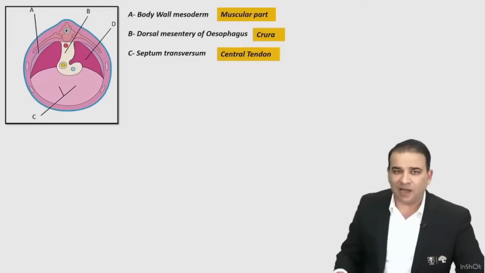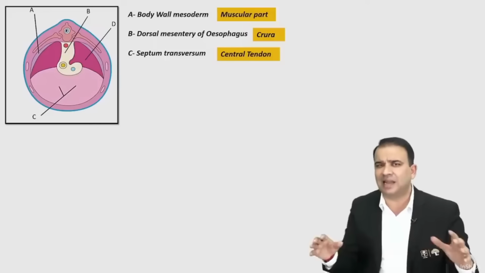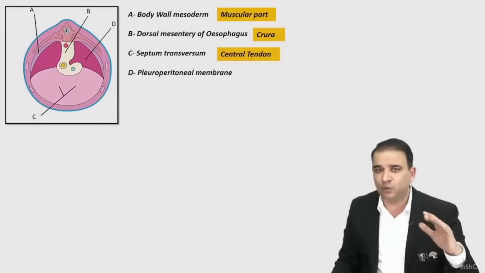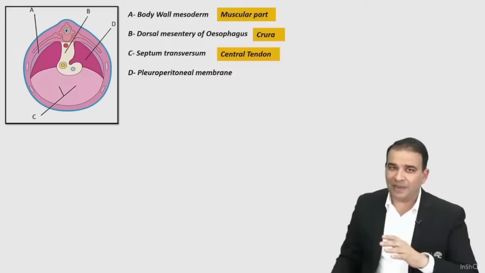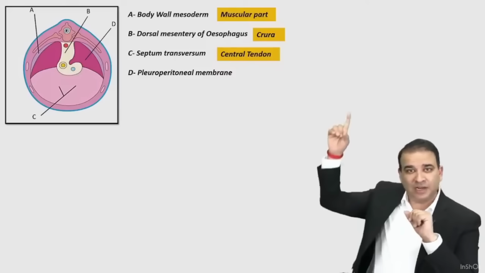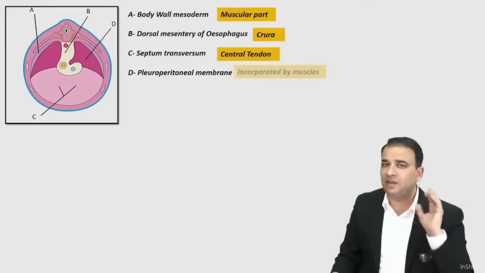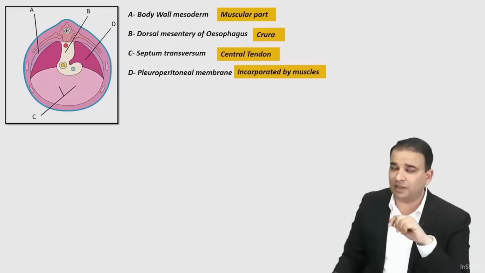And then look at the dark pink thing over there which is marked as D. Well, that's a membrane which is formed. Initially there is a canal called a pleuroperitoneal canal, and then that canal is bridged by the membrane called a pleuroperitoneal membrane. Now this pleuroperitoneal membrane will be invaded by the muscles only. The muscles which are derived from the body wall mesoderm, those same muscles will come and invade it. So it is actually invaded by the muscle or incorporated by the muscle.